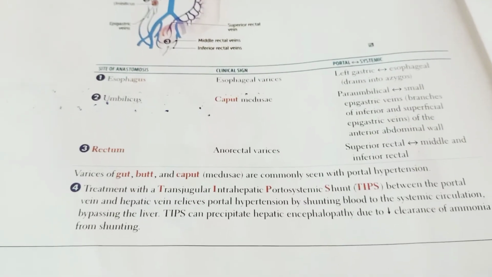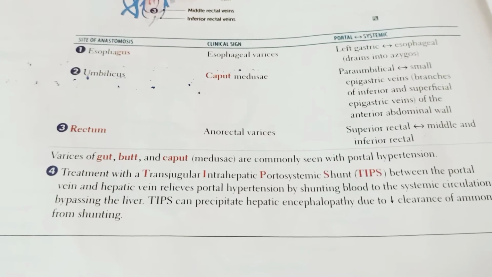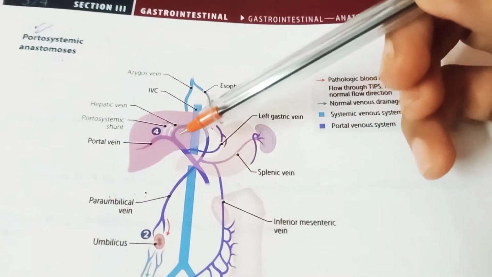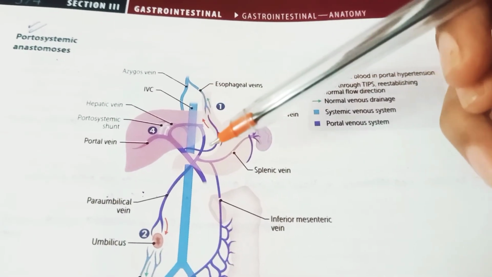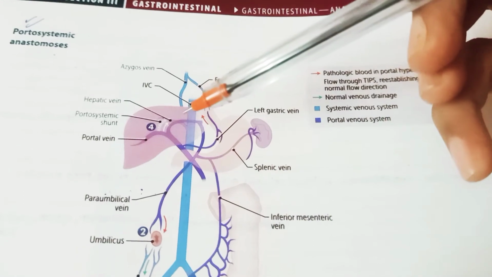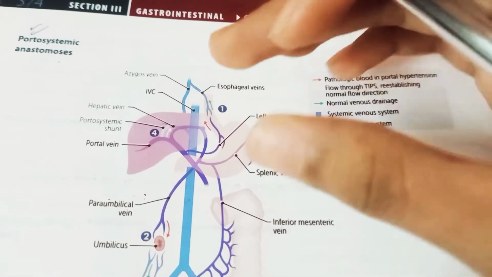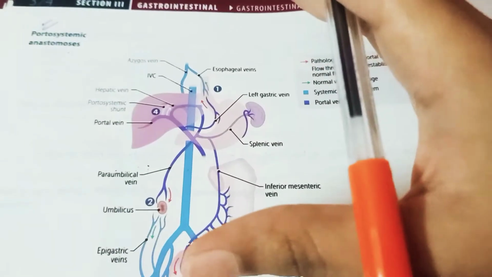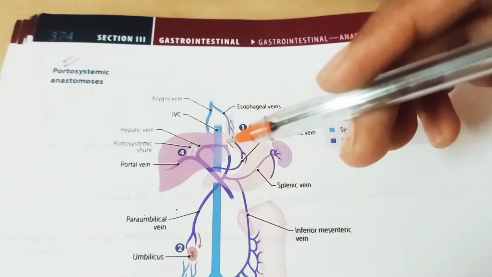The treatment for this is we do TIPS. TIPS is a transjugular intrahepatic portosystemic shunt. Actually what we do is we just shunt the portal system, that is from the portal vein directly to hepatic vein. So we are only giving the way for the blood from the portal vein to the hepatic vein, so that esophageal varices, umbilical varices and rectal varices will not happen. We are only just transferring this pressure to hepatic vein, but there is a problem.